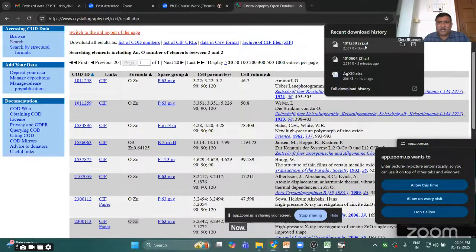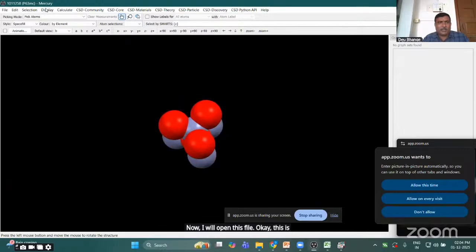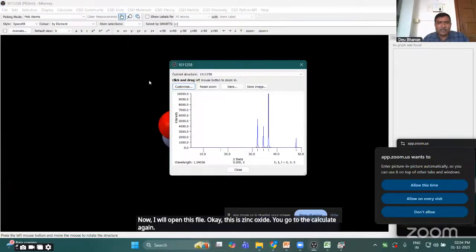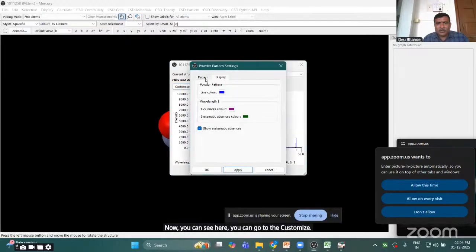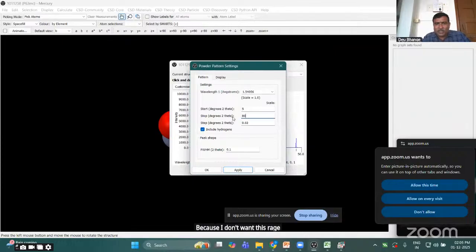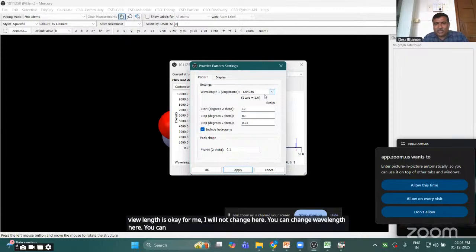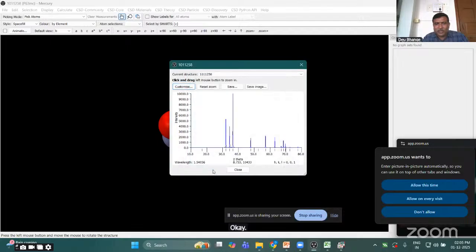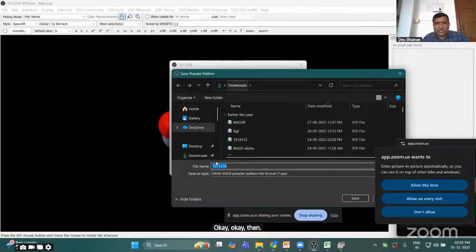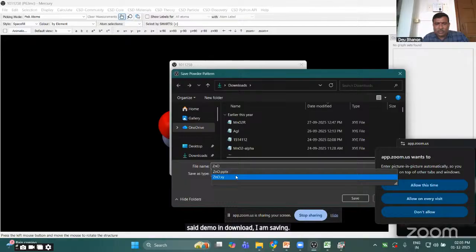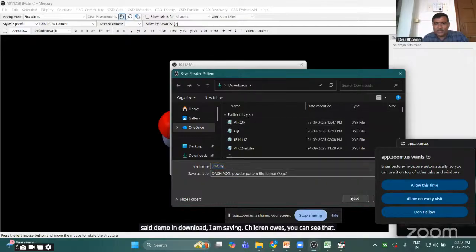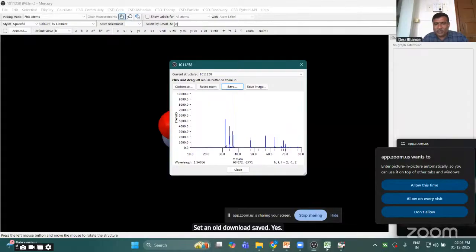Now I will open this file. Okay, this is zinc oxide. You go to calculate again, powder pattern. Now you can go to customize, because I don't want this range. I want 10 to 80. Wavelength is okay for me, I will not change it here. You can change wavelengths here, you can have different wavelengths or types. Then save it as zinc oxide, ZnO. In download, I am saving ZnO. Save. Yes, replaced. All the files are replaced.